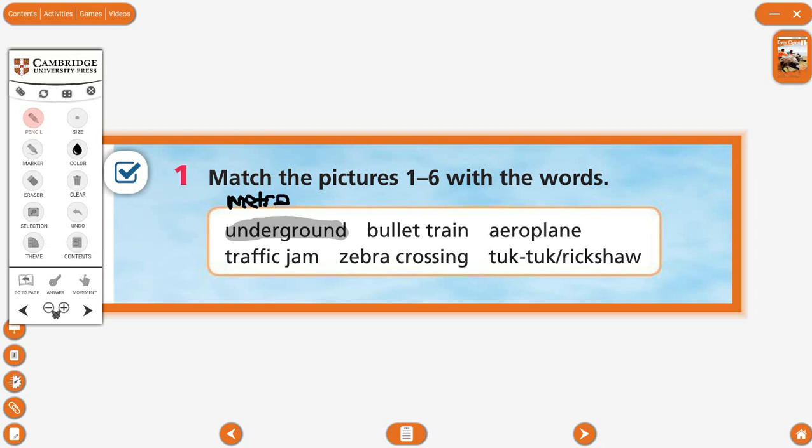Bullet train. Do you remember the meaning of bullet train? Bullet train means in Turkish hızlı tren. Please write the meaning of the bullet train. Airplane. Uçak. Traffic jam. Trafik sıkışıklığı. Zebra crossing. Yaya geçidi. And tuk-tuk rickshaw. Triportör, 3 tekerlekli araç demek oluyor.